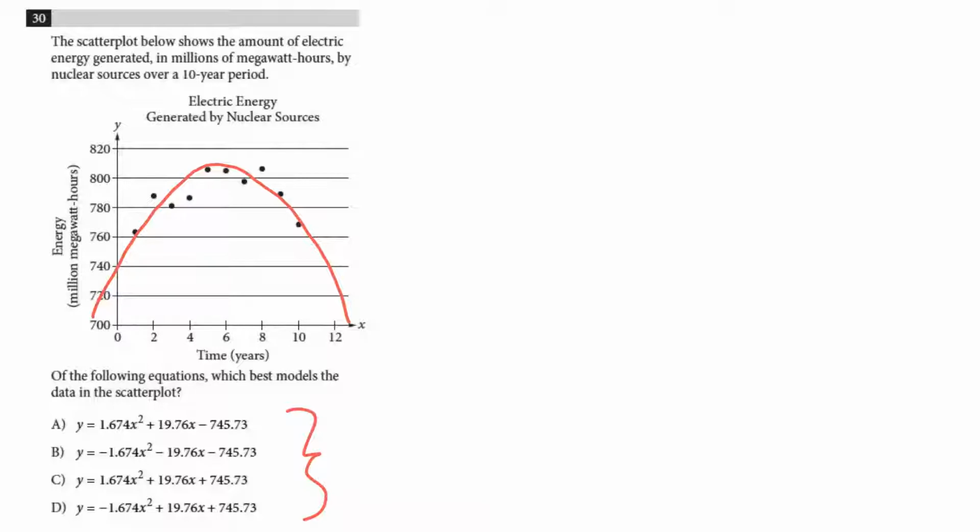Something like that. So it's clear that it opens down, right? So if a parabola opens down, then a must be less than 0, or a must be negative. So we can rule out a couple of these because those are going to be opening up.